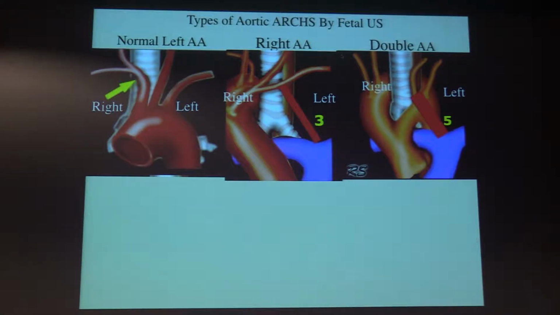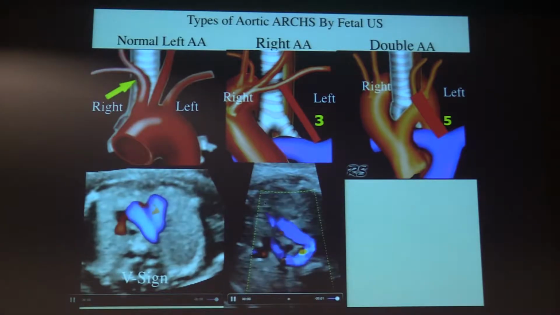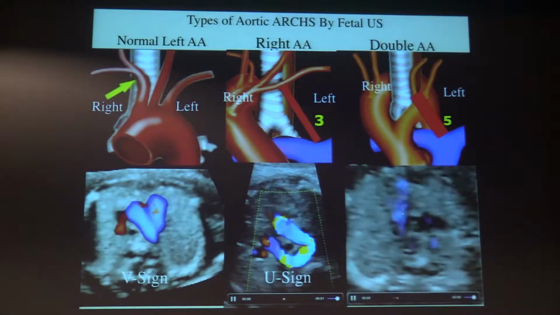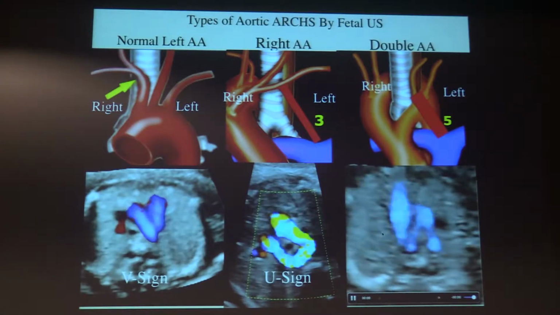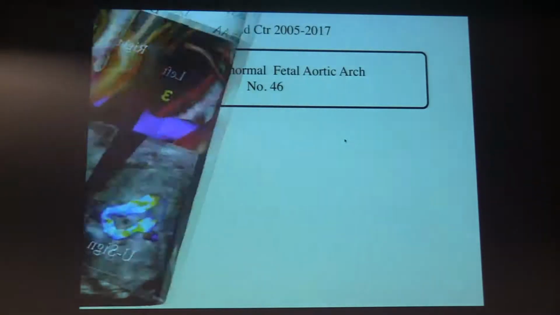These types of aortic arch, how do they look by ultrasound? This is what we call the V sign, the normal left aortic arch. The right aortic arch, we call the U sign. And the double aortic arch, as you can see here, we described as the N sign, and you heard before how to get the images of it.